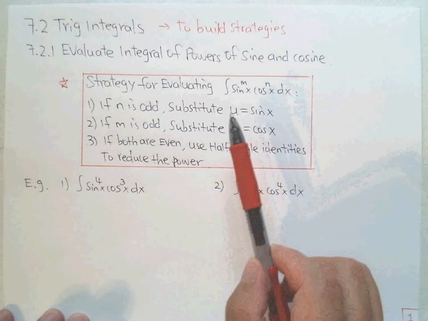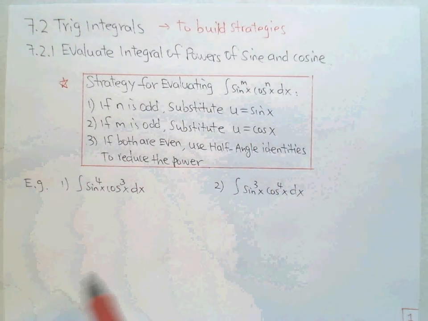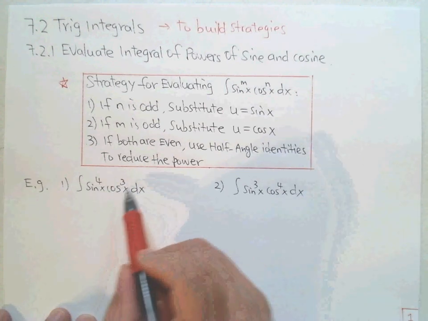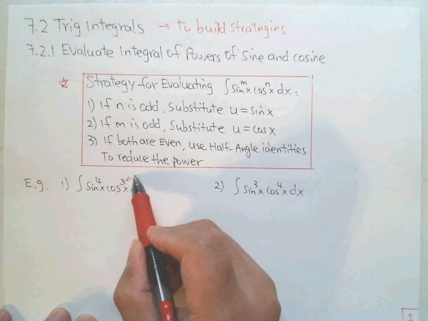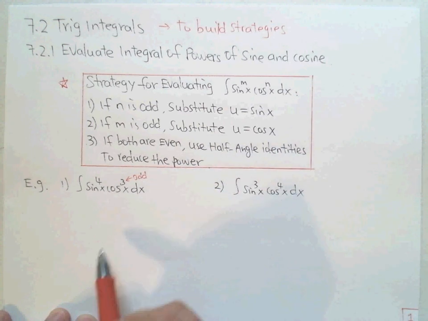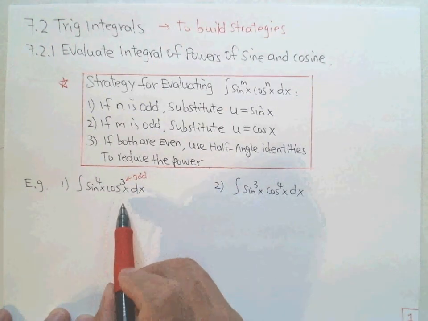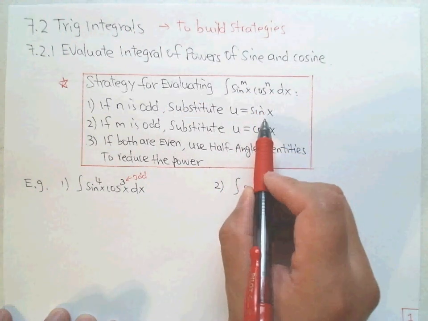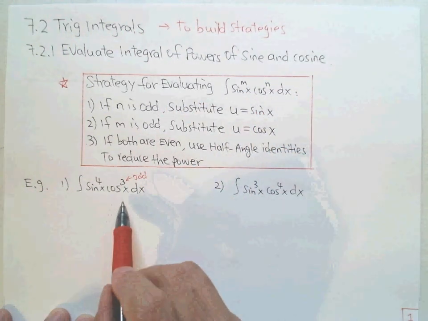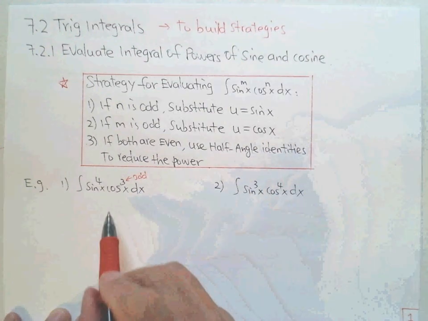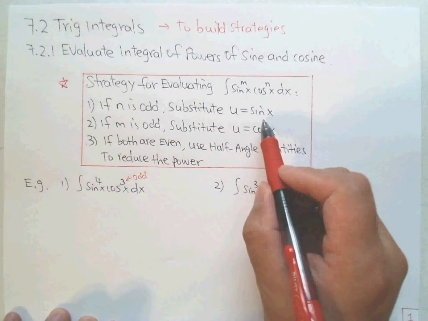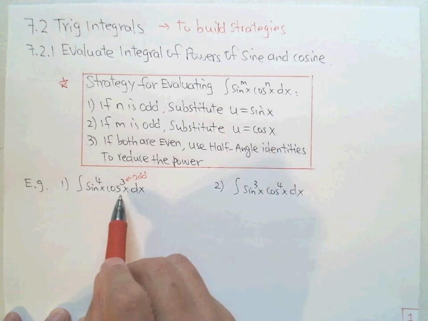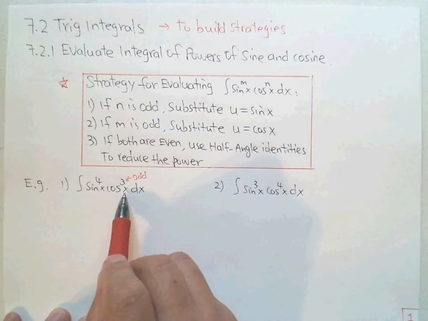For the first, which power is odd? The power for cosine is odd, so we have to do substitution for sine. How do we make it ready for substitution? Remember, if we substitute u equals sine x, then du equals cosine x dx. That means we have to separate one cosine x and link it with dx.